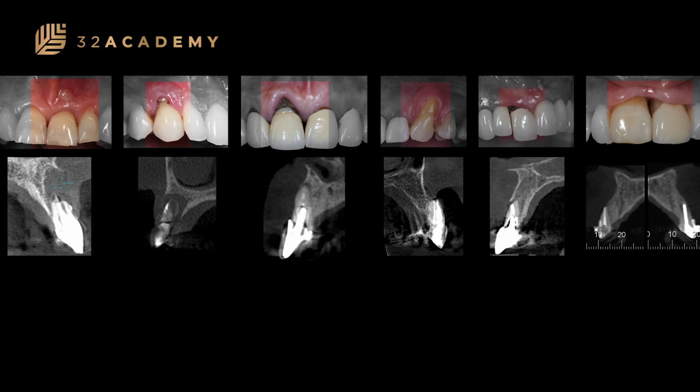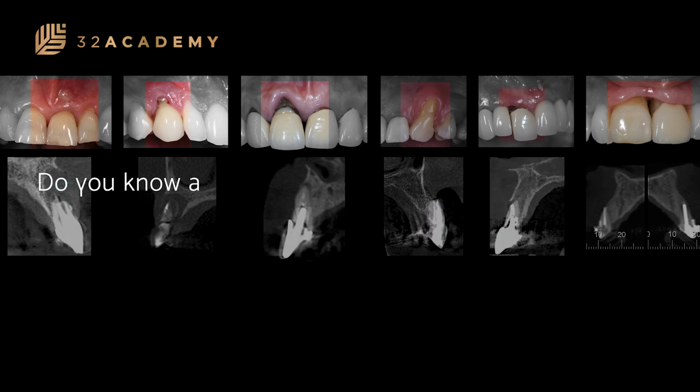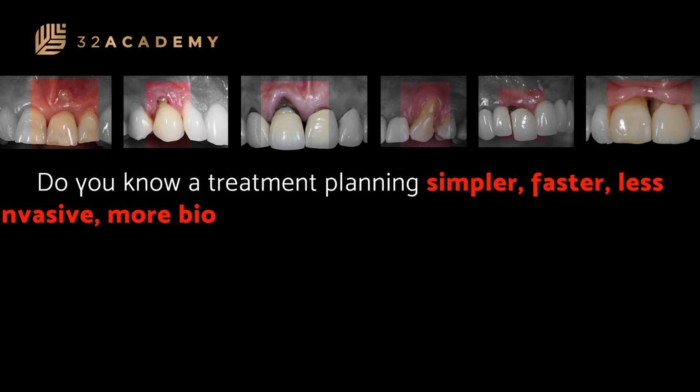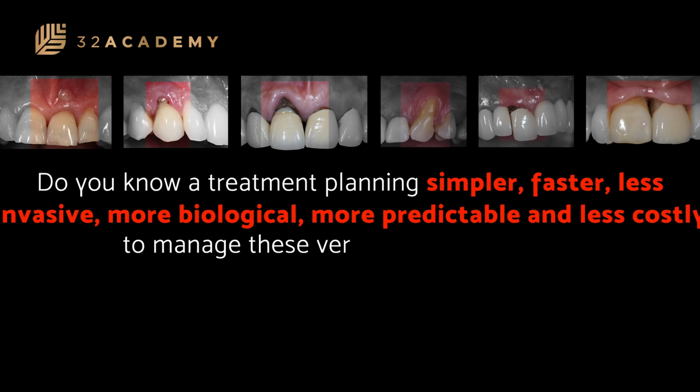So here we have the 6 different scenarios, very challenging clinical cases, those cases that have the presence of infection, the presence of gingival recession, loss of the papilla, loss of the crestal bone, and loss of the buccal bone wall. And the question is, do you know a treatment plan simpler, faster, less invasive, more biological, more predictable, and less costly to manage this very challenging clinical case?